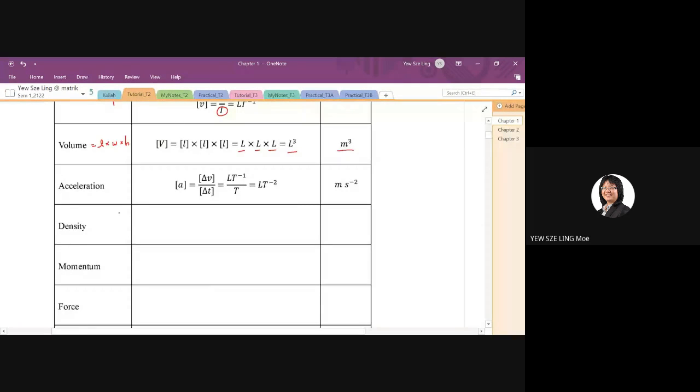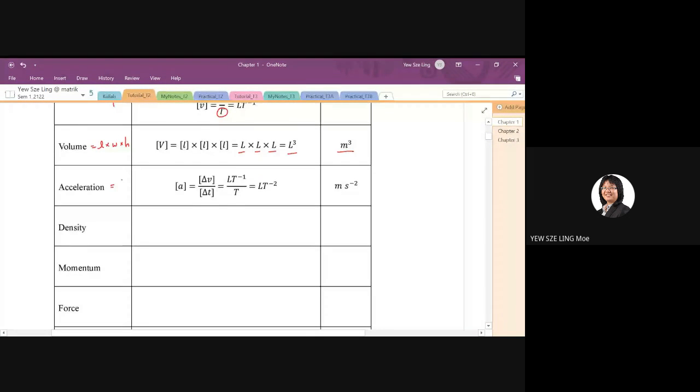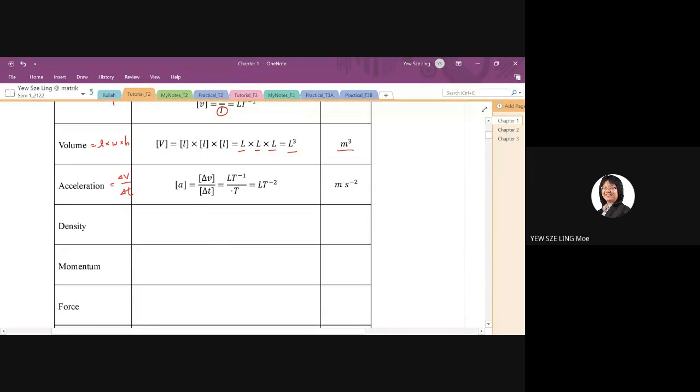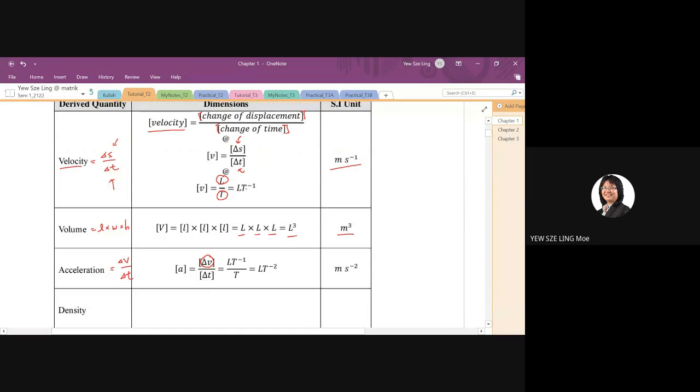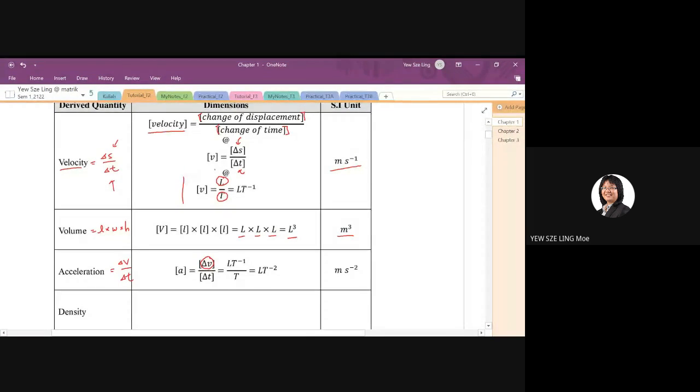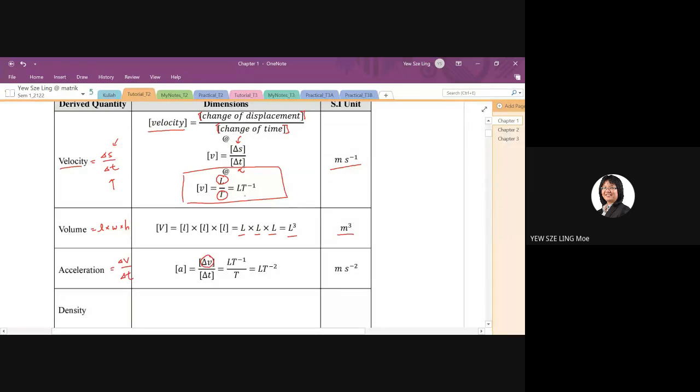And next, acceleration. Acceleration is the change in velocity over the change of time. When it comes to dimensional analysis, when it comes to derivation of a unit, you use del V over del T. You put a square bracket. Now, sometimes you have to derive the unit for del V first. So you have to go back to the first step. You derive the dimension for velocity first. Once you have LT negative 1, you can then substitute it into the equation for acceleration.